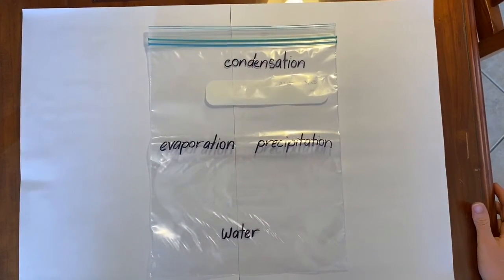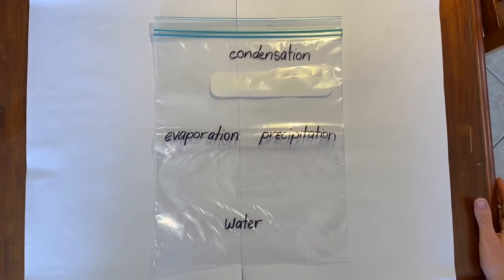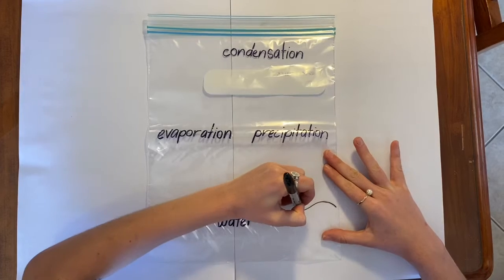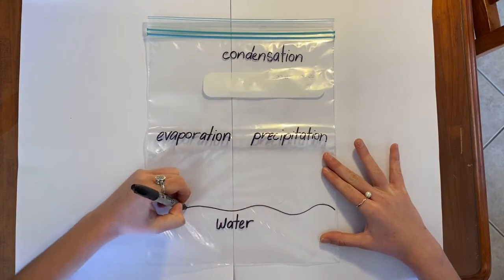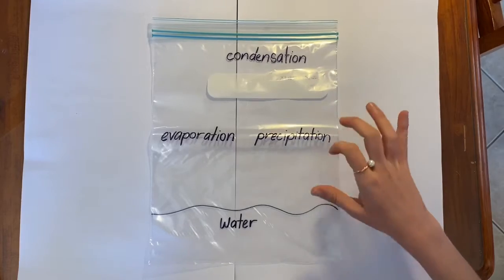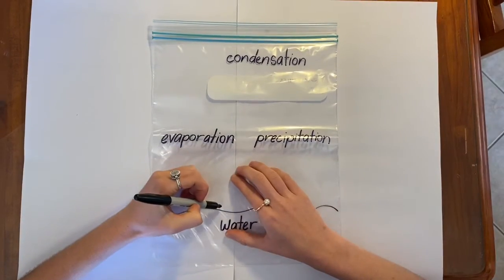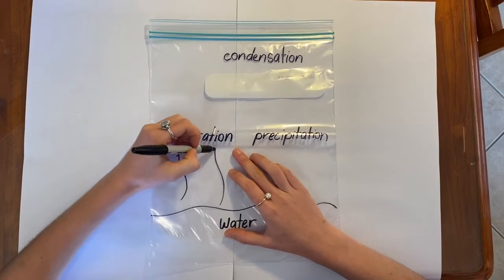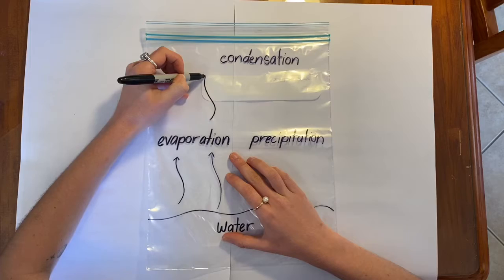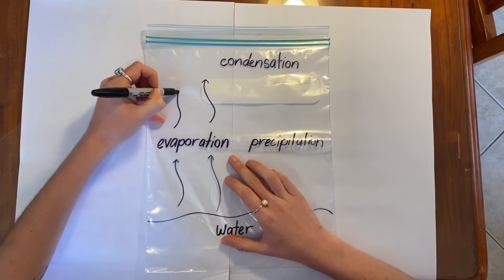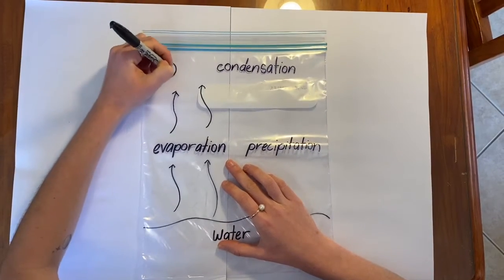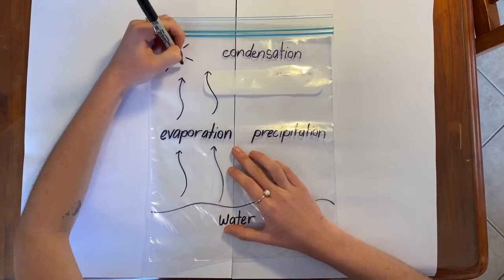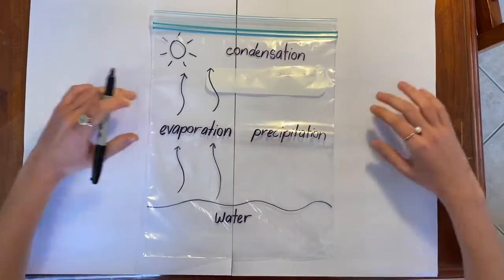Alrighty, so our water cycle starts off with a body of water. So that's something like the ocean, or a lake, or a dam, or a river. And then, with the sun's heat, it evaporates into the air, like that. And it turns into a gas called water vapor. There's my sun. So that's the first stage of our water cycle.